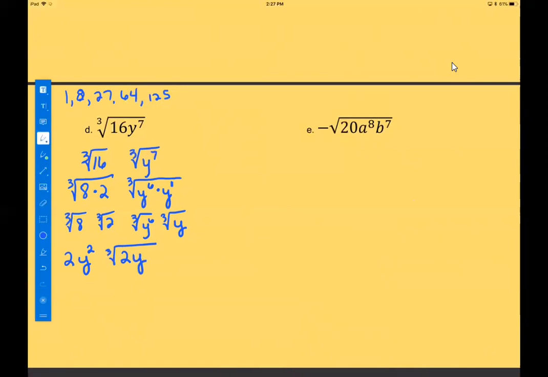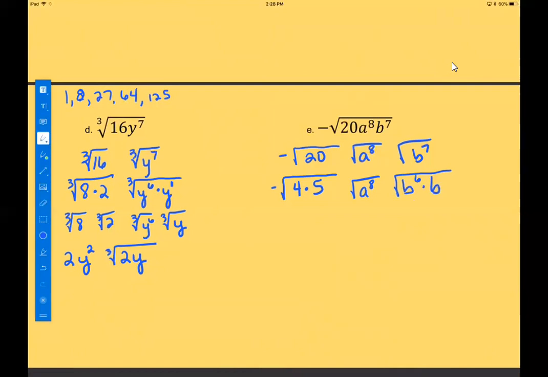Our fifth example, we're going to split this up. So we've got a negative on the outside. We've got the square root of 20, the square root of a^8, and the square root of b^7. So we're going to break 20 down into 4 times 5 because 4 is a perfect factor. The middle one, a^8, 2 will go into 8 evenly, so we do not need to break it down anymore. But 2 will not go into 7, this b^7, evenly. So I'm going to break this down into b^6 times b.